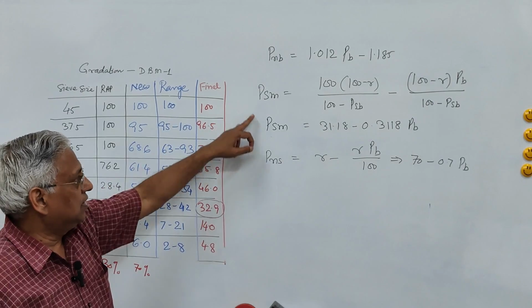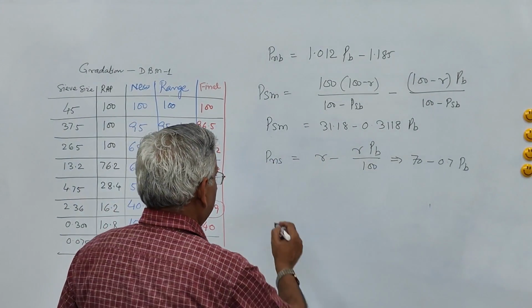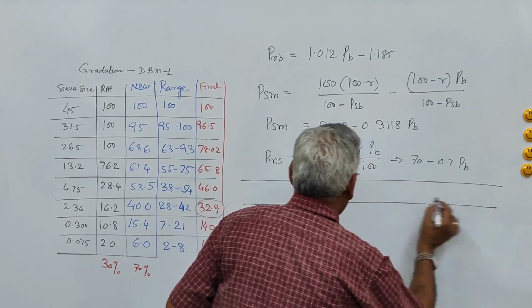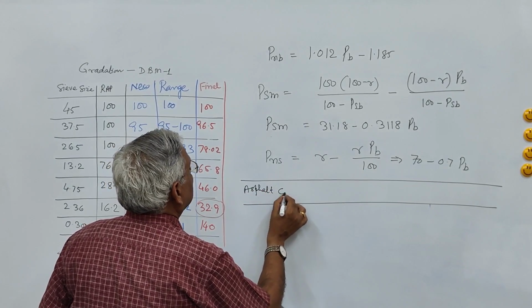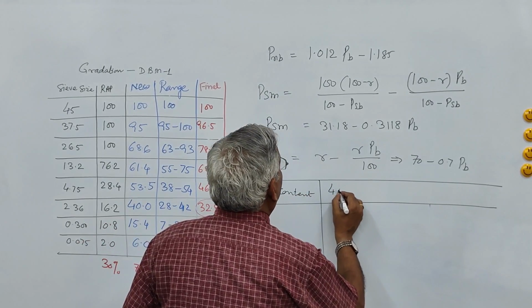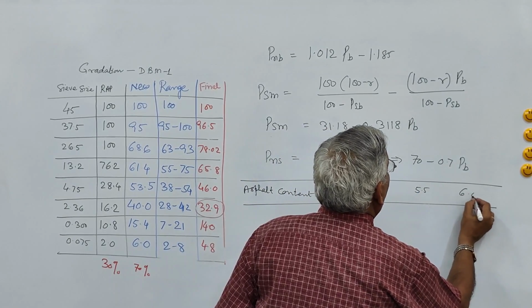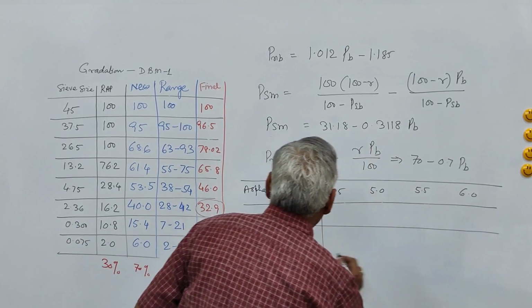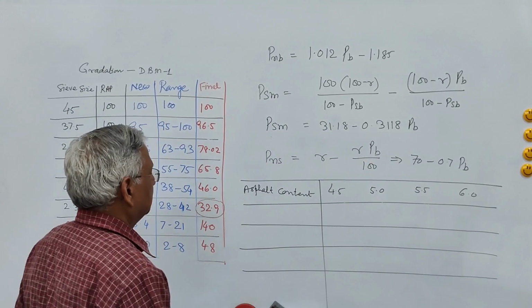Now you have all these three parameters in terms of PB. So you can prepare a table here that for a particular asphalt content or bitumen content, let us say 4.5, 5.0, 5.5, 6.0 and 6.5, what would be the values of new binder, amount of new binder, amount of wrap.